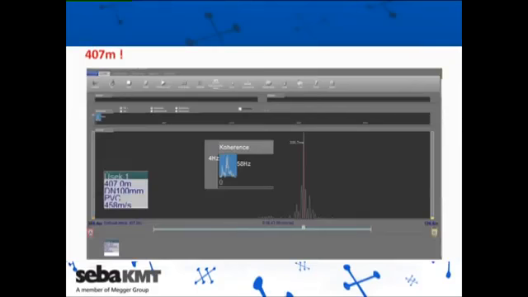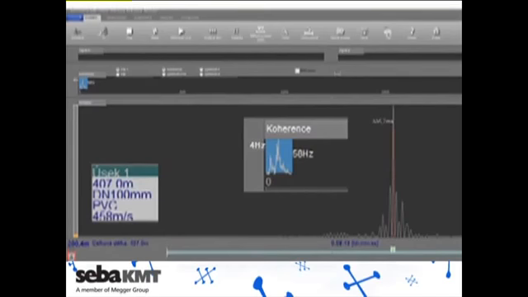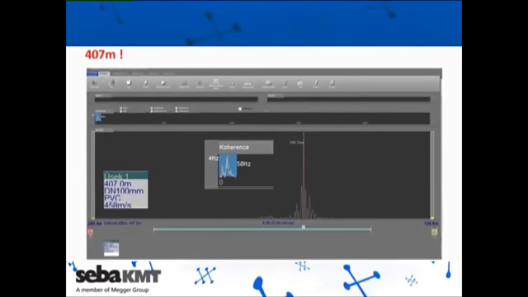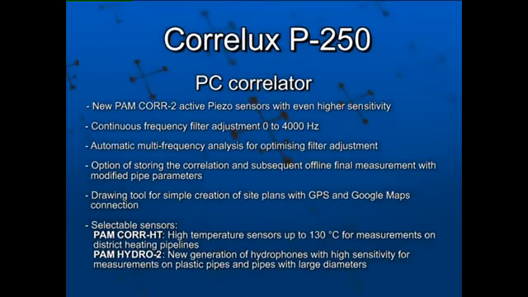On this picture, the current record concerning the successful correlation measurement on plastic pipes is displayed. Using the PAM Hydro 2 hydrophones, a leak in a PVC pipe with a diameter of DN100 was able to be surveyed successfully, and this with a 407 meter measured section. The successful surveying in this case was possible with both correlator types, Correlux P250 and Correlux P2.